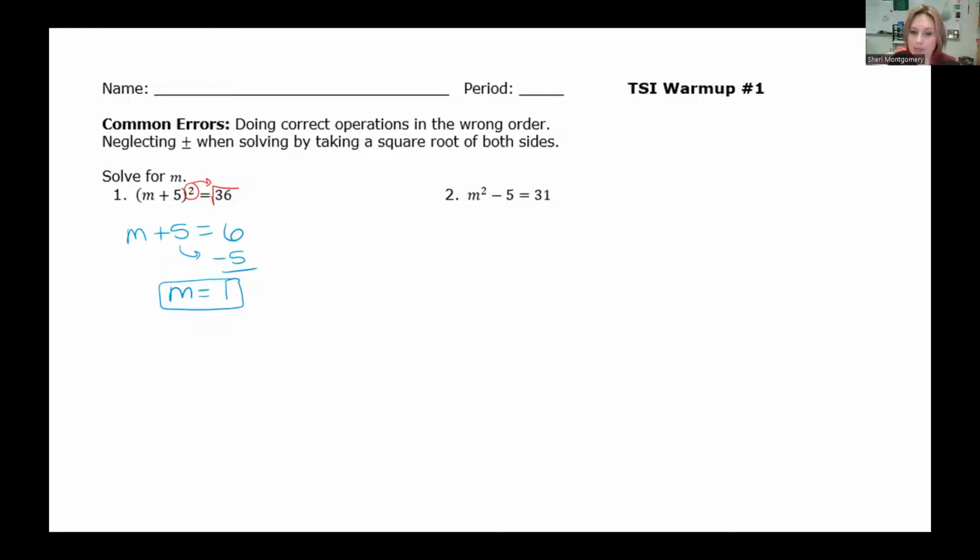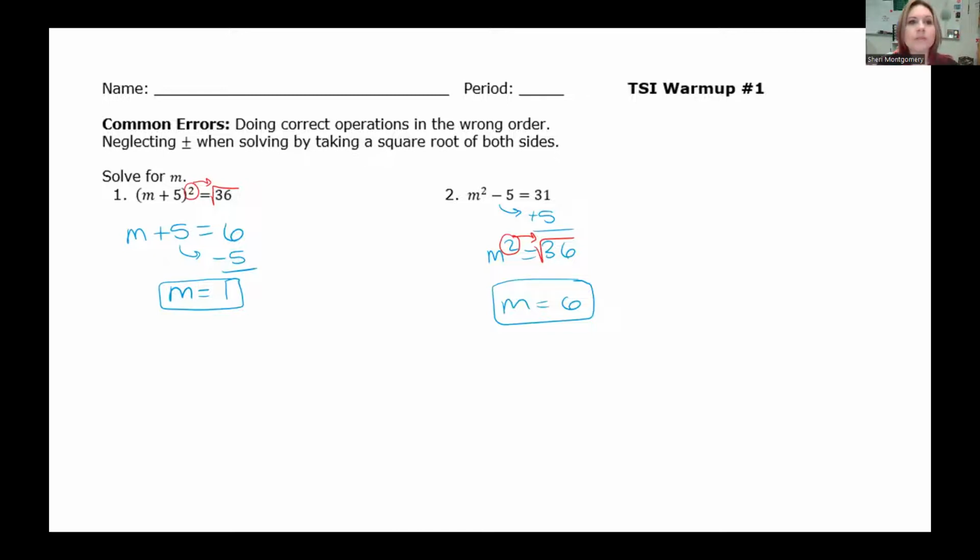The next one. I'm subtracting 5, so I can add 5. So I have 31 plus 5. How do I get rid of that square? Square root, very good. So what is the square root of 36? So M equals 6.